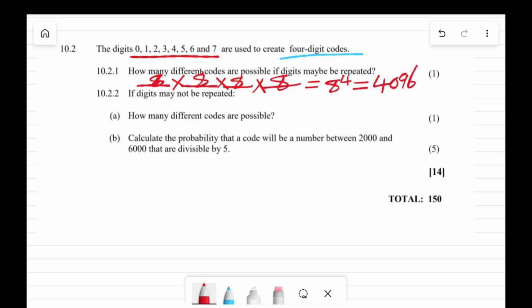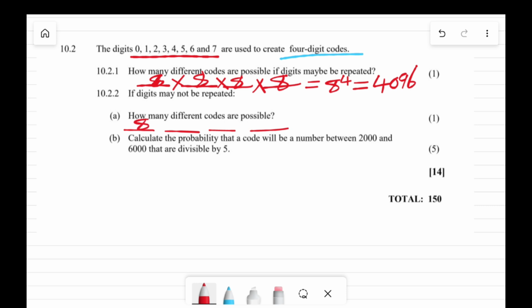But in question 10.2.2, the digits may not be repeated. Now we are not repeating these digits. How many different codes are possible? So we're going to form our 4 slots: 1, 2, 3, 4. Those are our 4 slots. Now we are not repeating. In total, I am having 8 digits, from 0 to 7, there are 8.